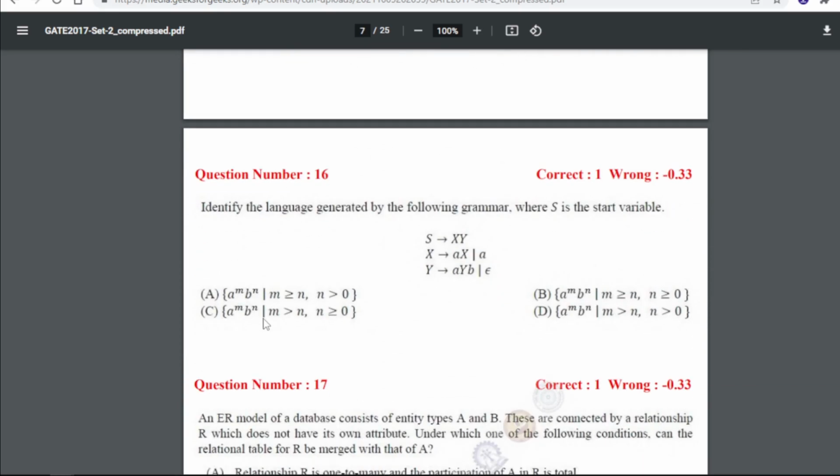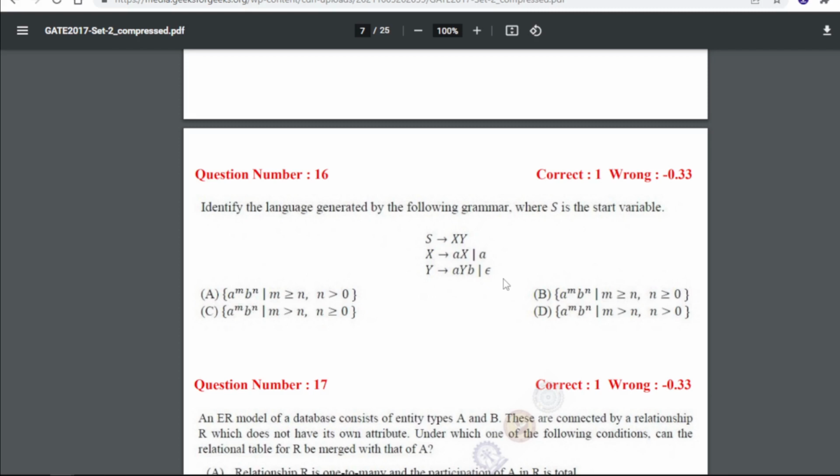Question number 16 is identify the language generated by the following grammar where S is the start variable, right? So for 16, if we solve this particular question, we will get the answer as C, a to the power m, b to the power n, where m is greater than n and n is greater than or equal to 0. So you can have any number of a followed by any number of b, right? So this is also possible, this is also possible, okay? Where m should be greater than n.